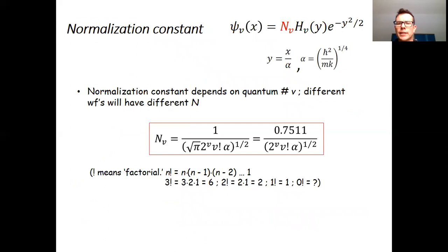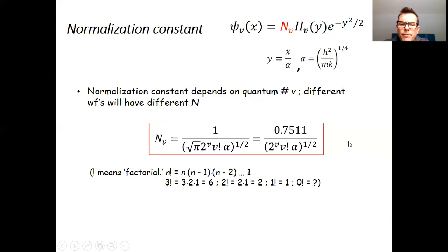This is the normalization constant, n sub v. The first thing that I point out to you is that you will note that there's a subscript v associated with each quantum number n. In other words, different wave functions will have different normalization constants. And you can calculate what this normalization constant should be, and this is the formula that you end up with, written in a couple different ways. I think this one's a little bit easiest.